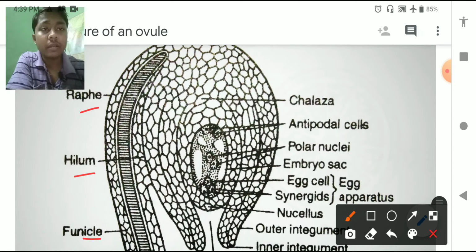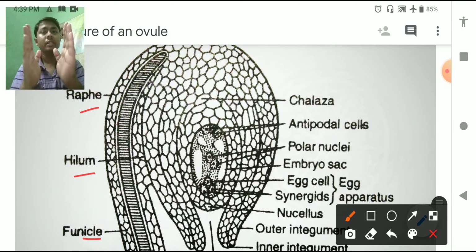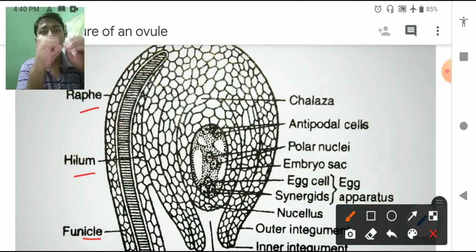Now next we talk about the essential region of an ovule. From the name, essential means crucial. We divide it into four parts. If you think of this as the ovule, this is the upper part, this is the lower part, and these are the side parts. One thing to remember: both sides are covered with the outer integument and the inner integument.